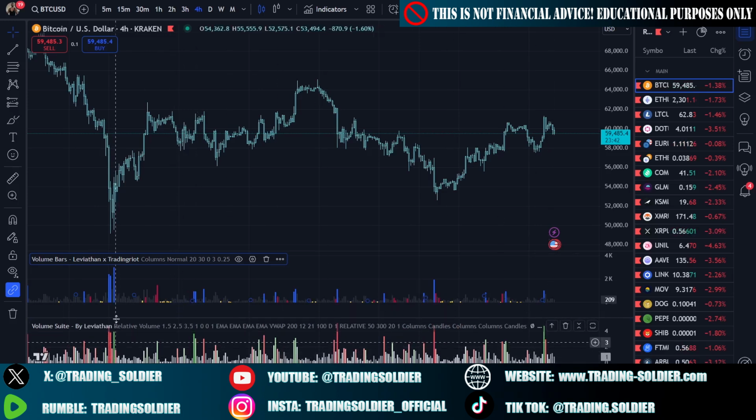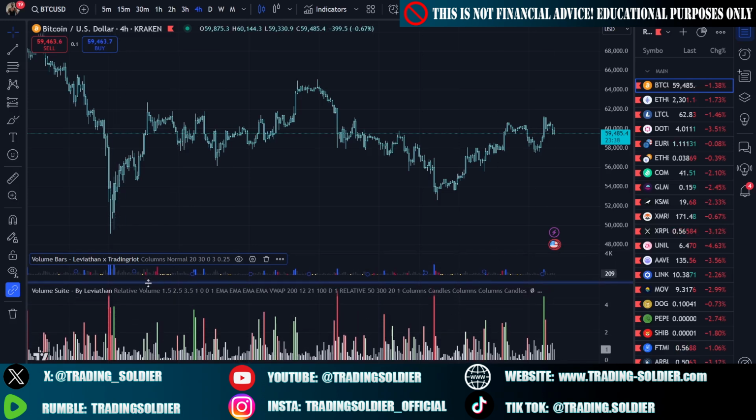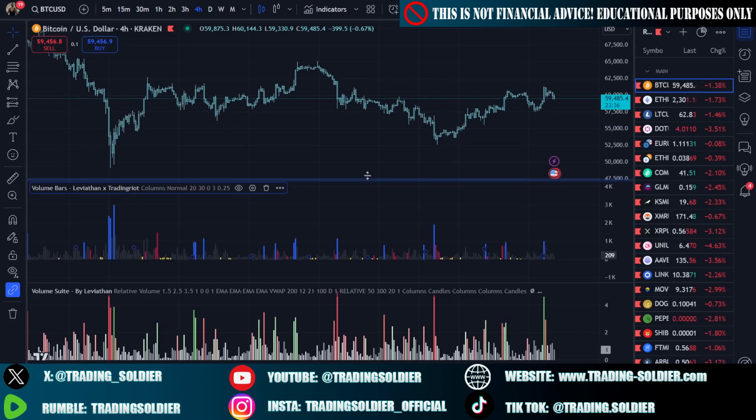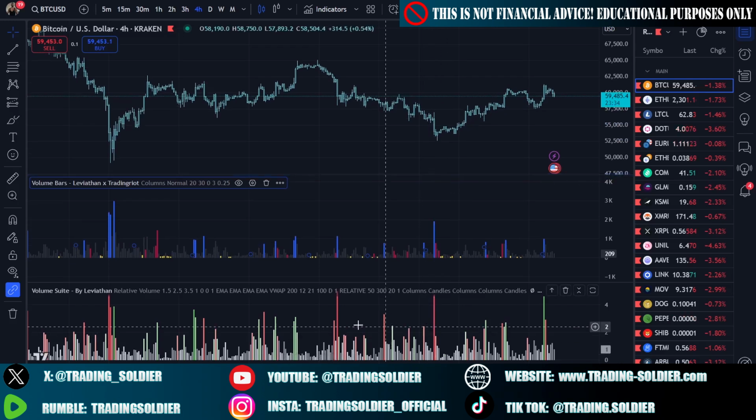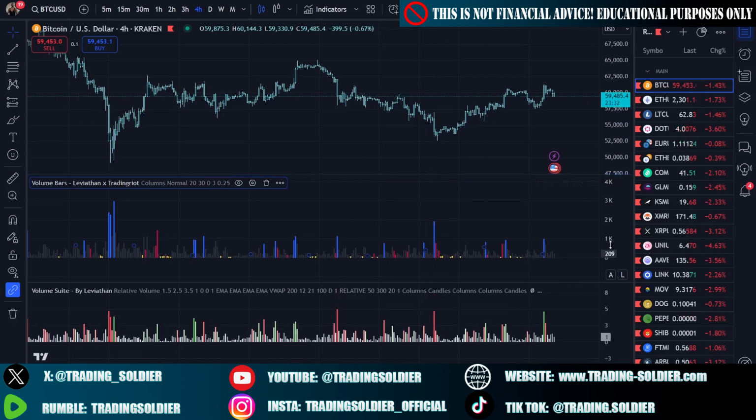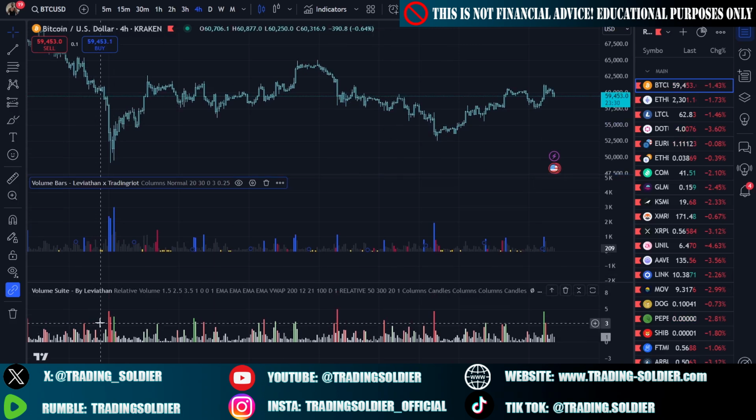Okay, we can see that the same spots that are shown by the relative volume are also shown by the volume bars. You can see that the highest relative volume spots are the same, and I suspect that the data source being used to print these signals on the volume bars is the same one used in the first Volume Suite indicator by Leviathan.